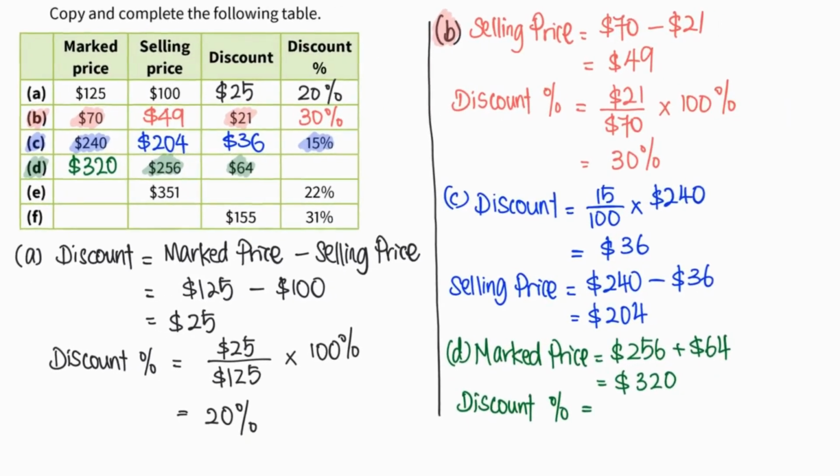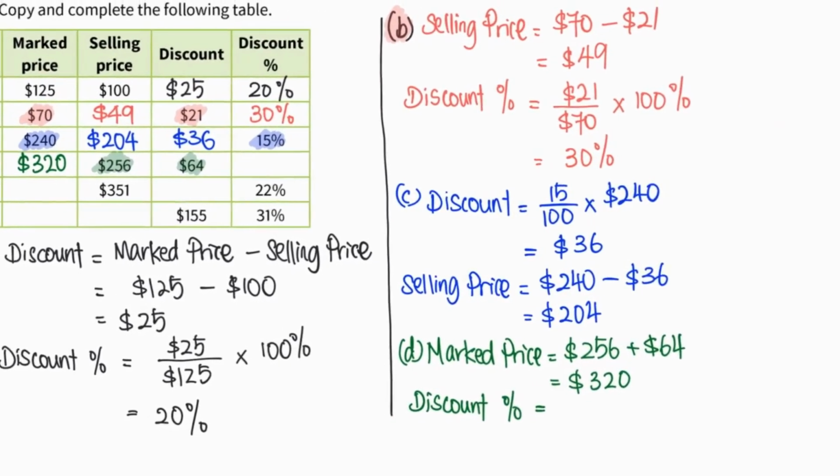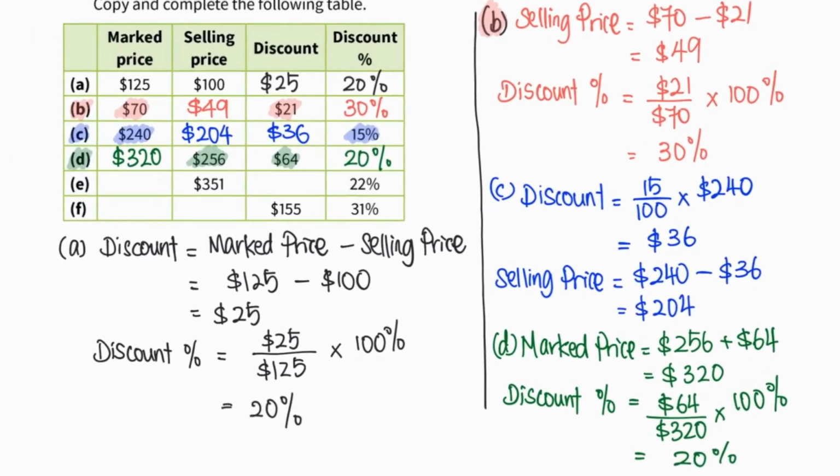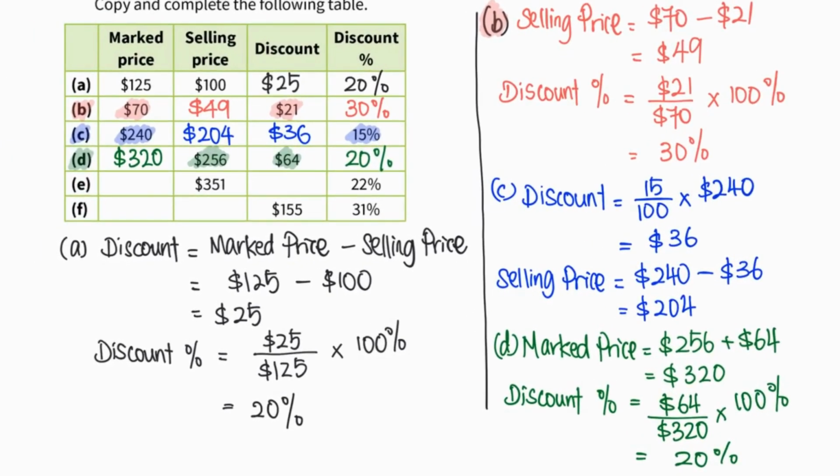Okay, let me create some space. 64 over mark price of $320 times 100%. That will give me 20% discount. And we are more or less finishing already.